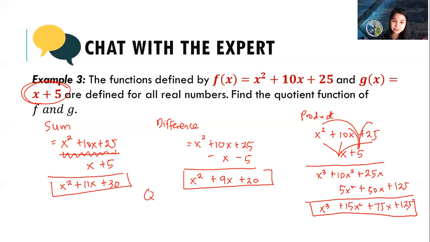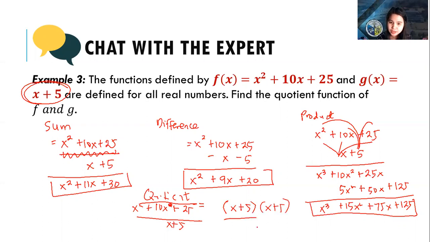And for our quotient function, sorry, my pen. The first one can be x squared plus 10x plus 25 over x plus 5. The numerator can be factored out like this over our denominator. So we can cancel one pair. Our answer will be x plus 5.